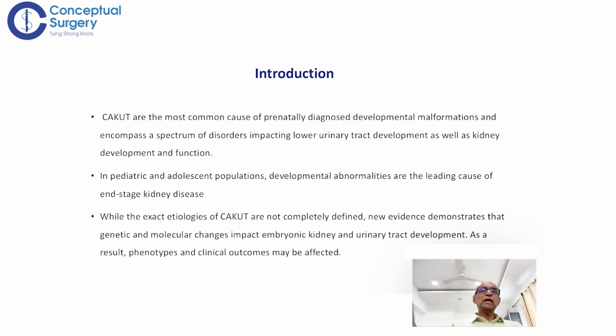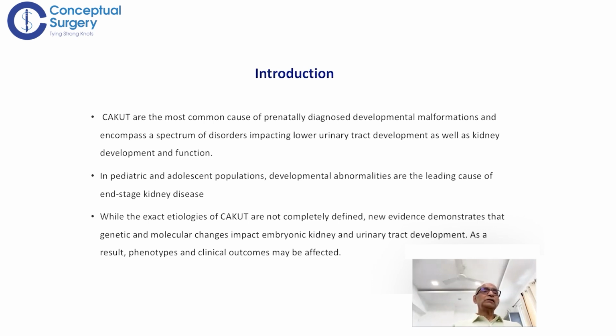The anomalies of the urinary tract go by the term CAKUT, that means congenital anomalies of kidney and urinary tract. And in today's time, they are one of the most common causes of prenatally diagnosed developmental malformations. This is now becoming the practice, that prenatal ultrasounds will give us a very good idea of what anomalies the parents are likely to face, and you as a surgeon are likely to face. And they outline a spectrum of disorders. In approximately 40% of cases of congenital anomalies, the anomalies belong to the urinary tract.